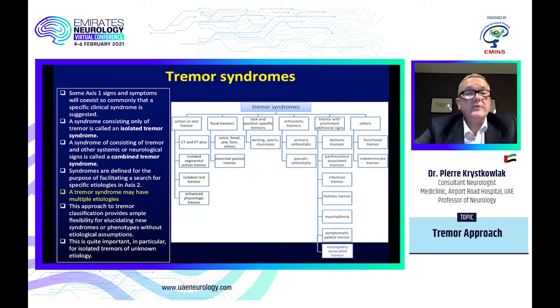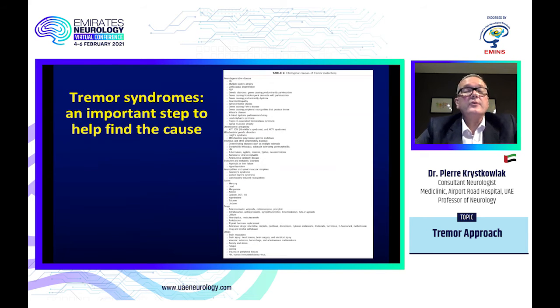And again, what is important is a tremor syndrome may have multiple etiologies, of course. This approach to tremor classification provides ample flexibility for elucidating new syndromes or phenotypes without etiological assumption. And this is quite important in particular for isolated tremor of unknown etiology. So the tremor syndromes are actually a very important step to help find the cause. And here is a non-exhaustive list of all the different etiological causes of tremor.